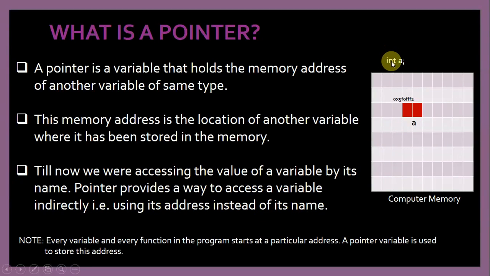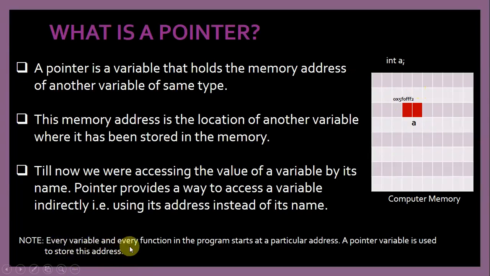So if I say int a, then in memory 2 bytes will be allocated to the variable a, and suppose this is the beginning address of the space allocated to a. Now the pointer variable will contain this address. It will contain the address of a variable, that is, the address where the particular variable is stored.